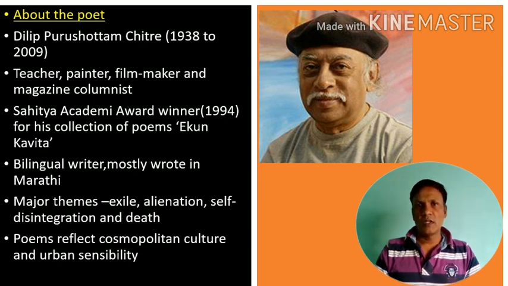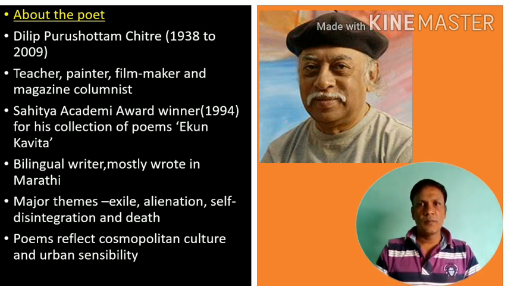Dilip Purushottam Chitre was born in 1938 and he died in 2009. He was a well-known teacher, painter, filmmaker and magazine columnist also. He won the Sahitya Akademi Award in 1994 for his collection of poems, Ekun Kavita.